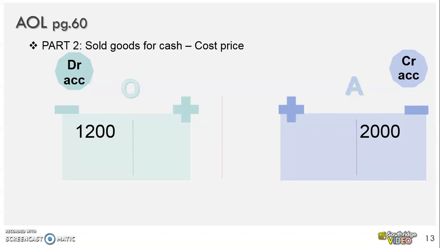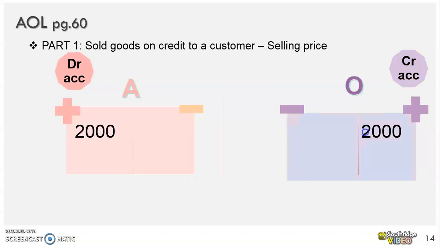So do note for the cost price, you'll have to work out the cost price. It's 1,200. There's a mistake on the right hand side. This should be 1,200. Note. Cost of sales is the expense, debit, and your trading stock is going down by 1,200, not 2,000.